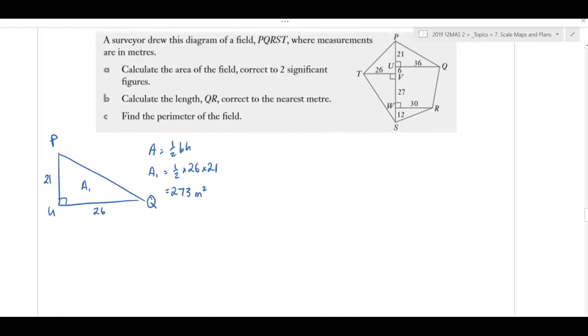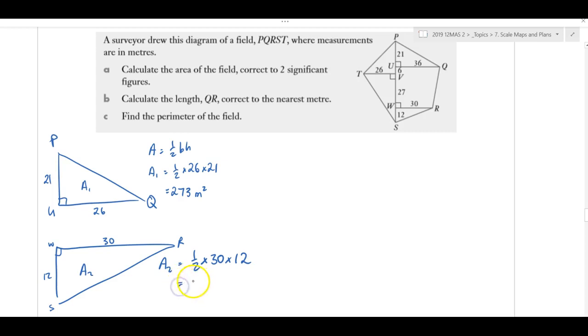Now, let's look at SWR. That's not a bad one as well. It looks like this, with a right angle in here. SW and R. I've got a 12 and a 30 there. We call this area 2, and area 2 equals half times 30 times 12, which is 180 square meters. Six 30s are 180. So that's area 2.